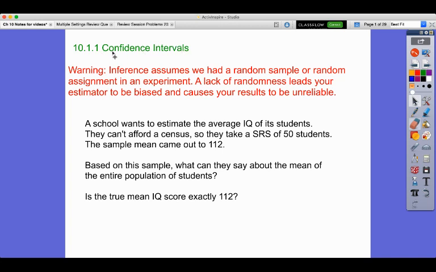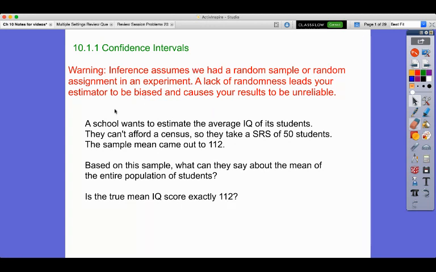All right, we are talking confidence intervals. Welcome to chapter 10. This is a warning that says you need randomness, because if your sample is biased and it's either overestimating or underestimating your mean, then your interval is going to be in the wrong place. And any level of confidence that we try to apply to it is going to be trash. Your sample belongs in the trash if you didn't do it randomly.